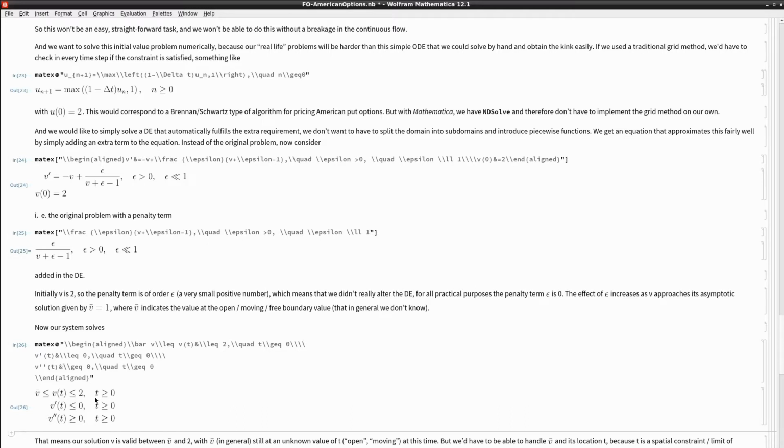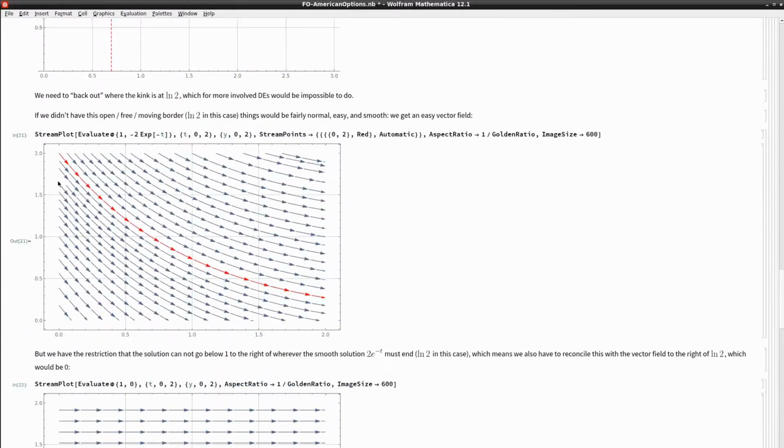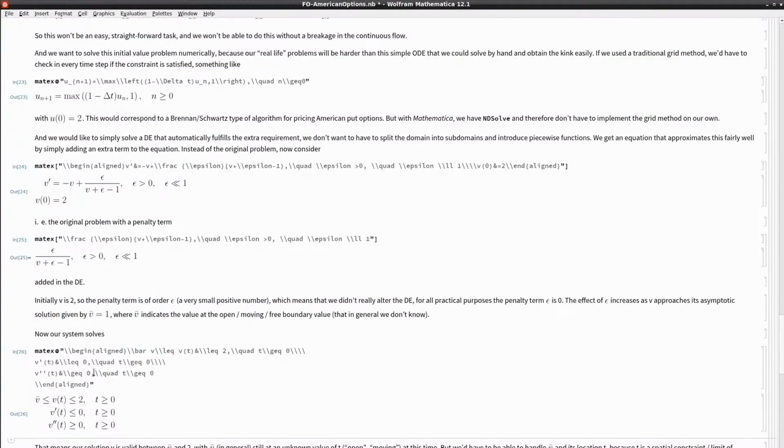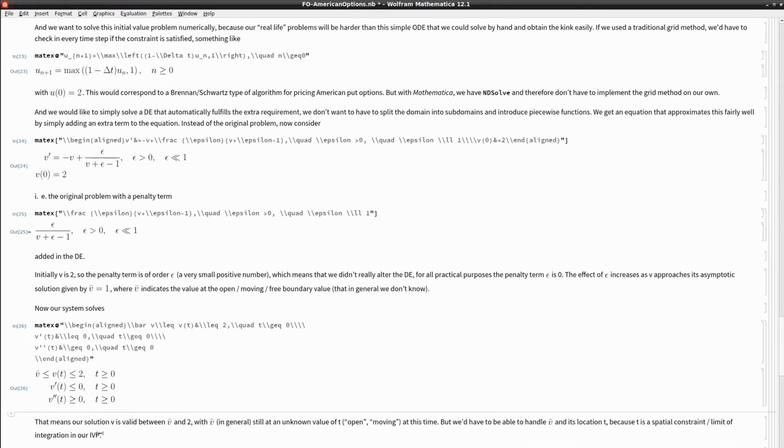Yes, we're integrating to the right. We're not going negative in time. We also see that the curve has a negative first derivative. It's going down, right? We can see that it's monotonically decreasing. So v prime of t is less than 0, and the second derivative is larger than 0. That's not all that important at this point.